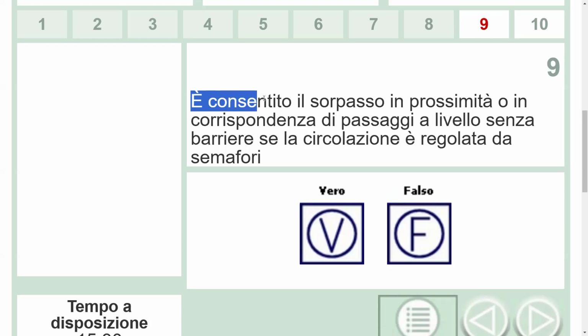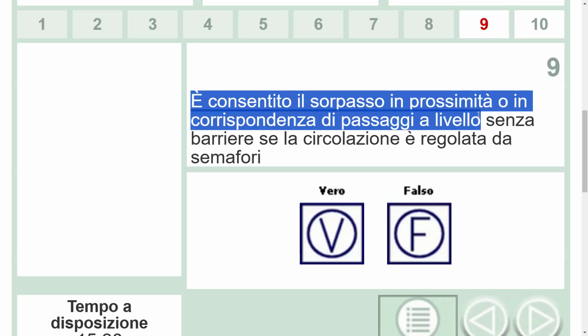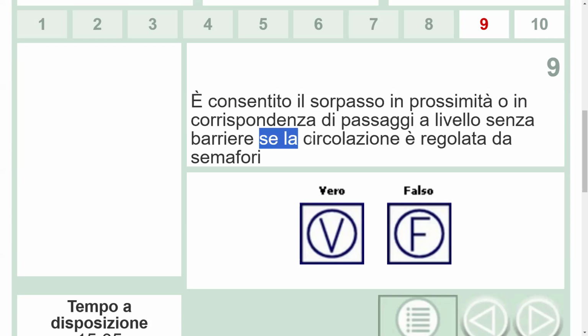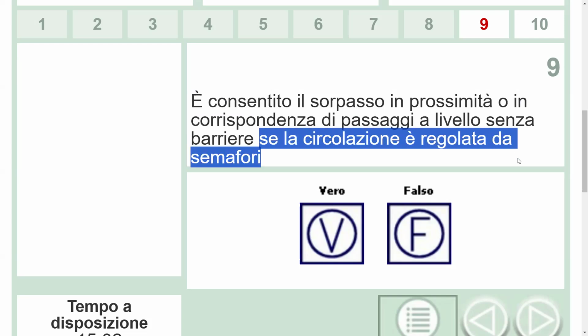Now, è consentito sorpasso in prossimità o in corrispondenza dei passaggi a livello. It's saying it's allowed to overtake in the prossimità, meaning in the vicinity of, or in corrispondenza, meaning on top of, passaggio a livello, where the road meets the railway tracks at the same level, a railway crossing. You're allowed to overtake close to the railway tracks, on top of the railway tracks, senza barriera, without barriers, se la circolazione è regolata da semaforo, if the traffic is controlled by a traffic light. Yes, we can. We just learned that.